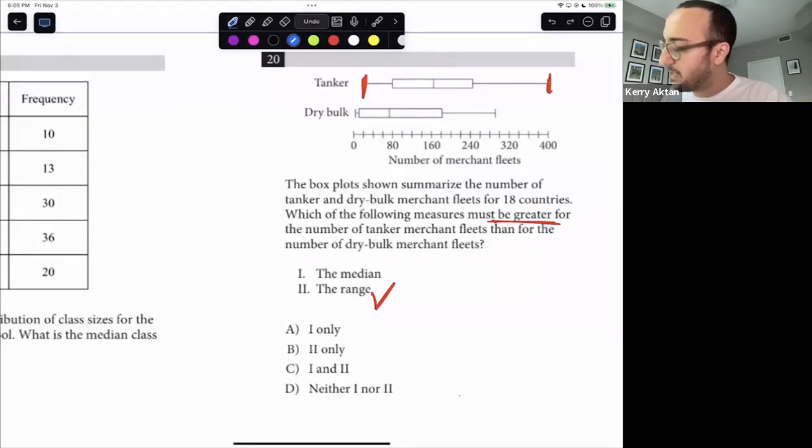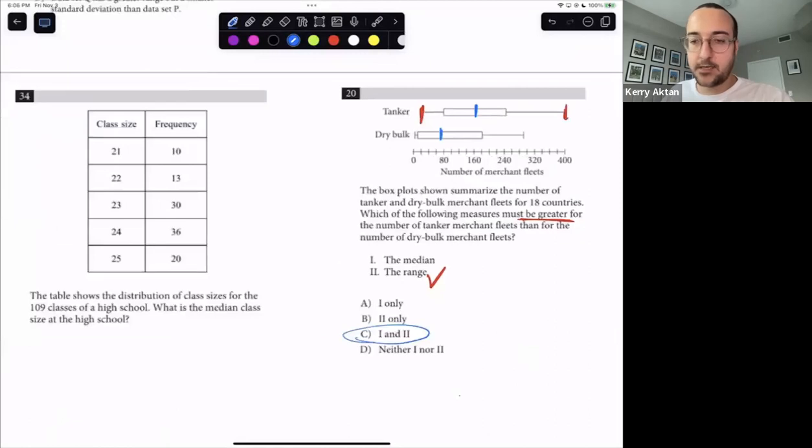Chase, you're asking about mean and median. This doesn't help you with the mean at all. You cannot tell the mean from these, but you can tell the median. It's actually C here. Cool. That's good there.